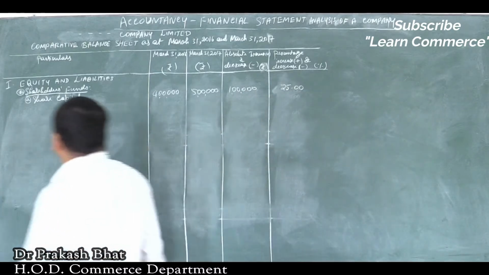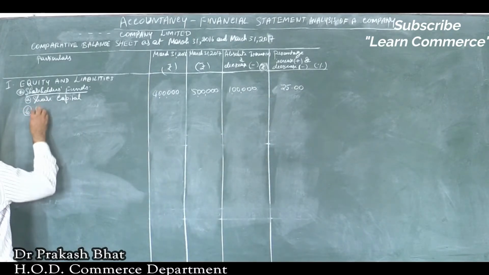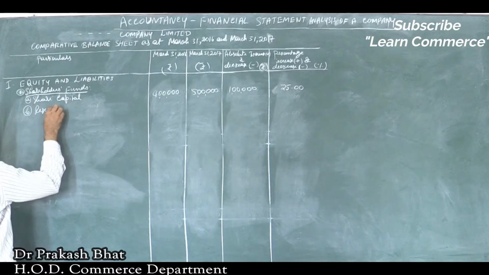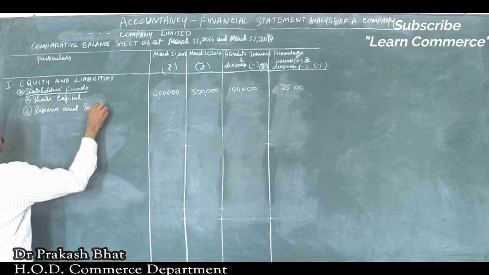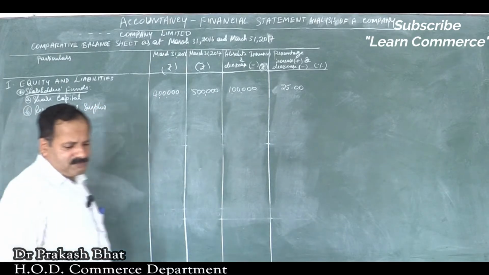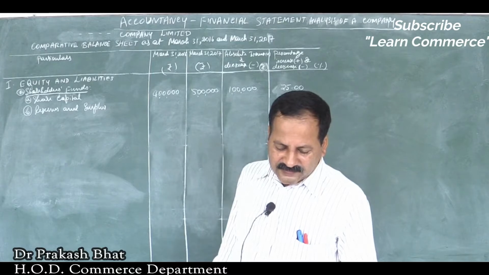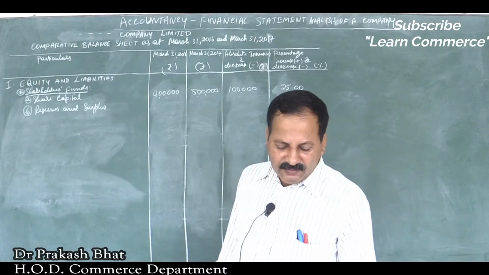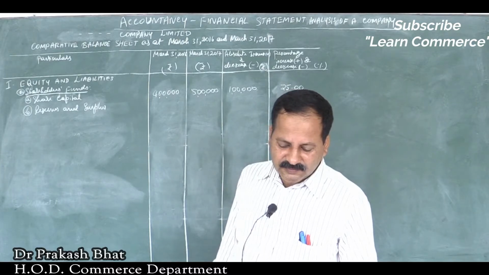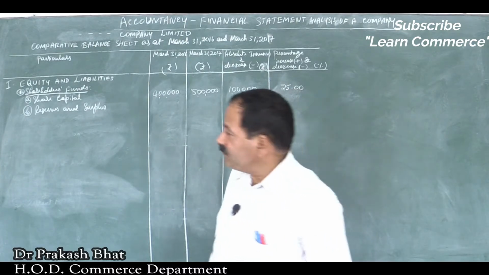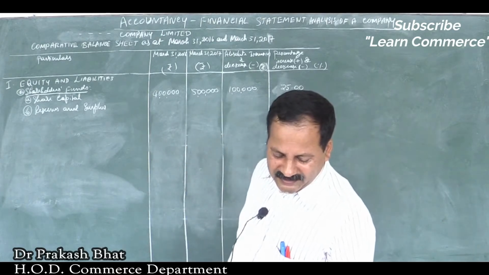Now reserves and surplus. Second one, reserves and surplus. Reserves and surplus, how much it is? That is general reserve, right? General reserve. So 50,000 and 60,000. Are there any other reserves? No. Secured loans, current liabilities, that's all.